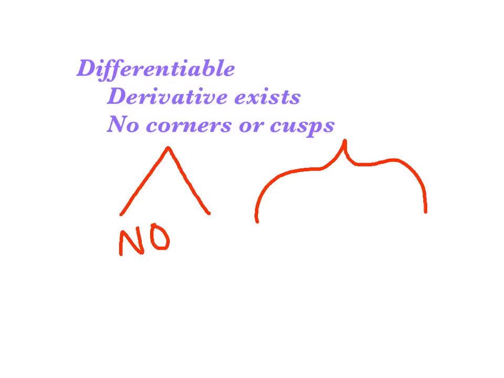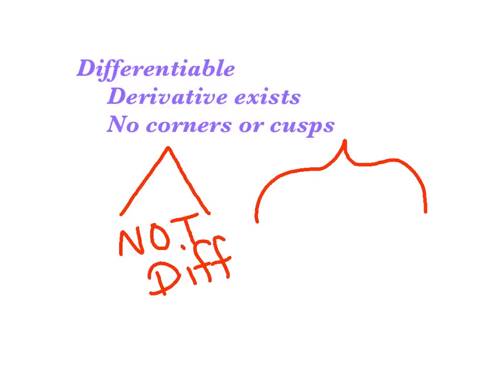Alright, so let's focus on the word differentiable. If something's differentiable, we're just saying that the derivative exists. And graphically, that would look like no corners or cusps. So I just want to be clear, a corner should be a right angle, and a cusp should be more of like a pointed-y, brackety type thing. So this is my corner, and I would say this is not differentiable, and neither is this cusp.